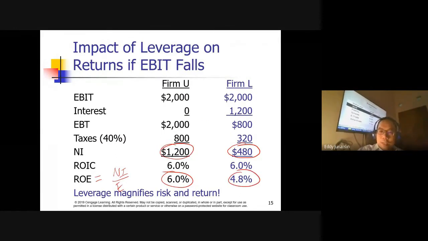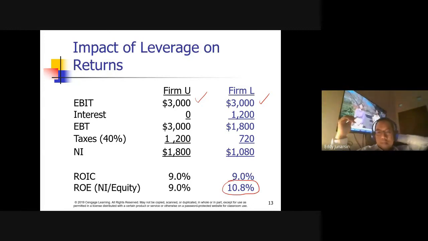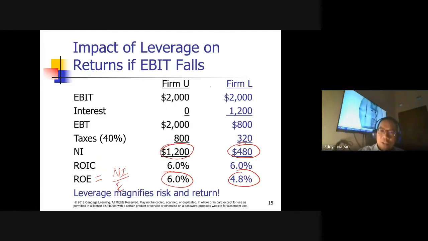So you can see, in the previous case where the operating profit was 3,000, the profitability of firm L was higher, right? So it has a better ability to leverage the profit, to attain a higher level of profit. However, if the operating profit drops to 2,000, now the profitability performance of firm L is below that of firm U. So it's more dangerous, right?